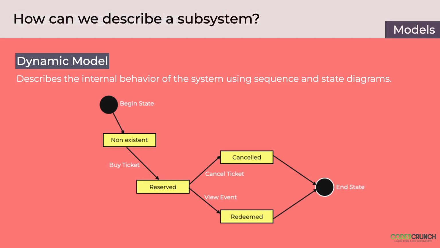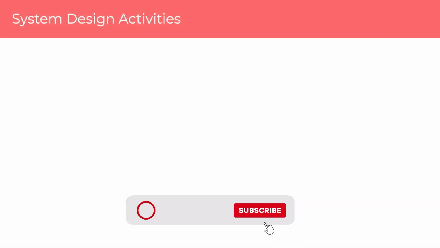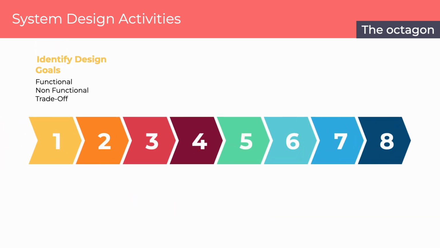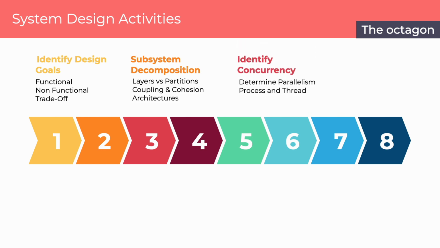Similarly, let's do a quick recap of the 8 system design steps. Identify design goals. The first step is to identify the design goals using the functional and the non-functional requirements. System decomposition. The next step involves decomposing a larger system into various smaller subsystems. Identify concurrency. We look deep into our dynamic model and find opportunities for parallel execution. This specifically is important for any large-scale system.